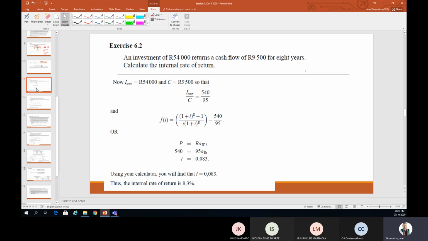Okay, again, internal rate of return. Again, you can use the formula, but you can also use your calculator. So in this instance, let's see what they are asking us. Let's say an investment of 54,000. So that is the investment that you are making. So that's your present value.